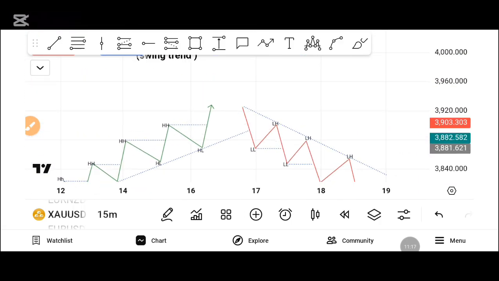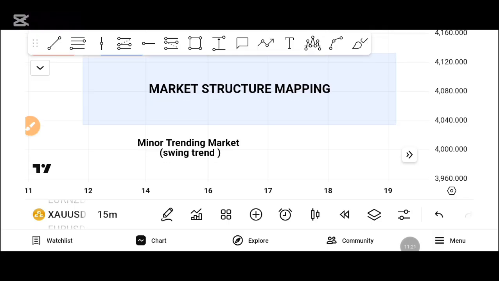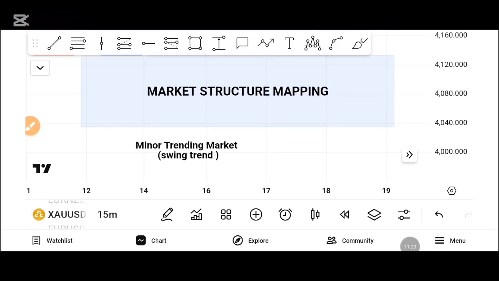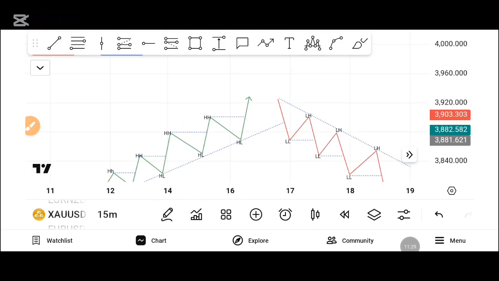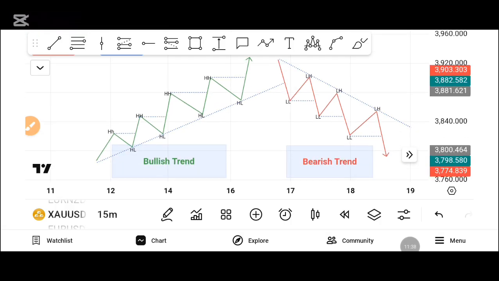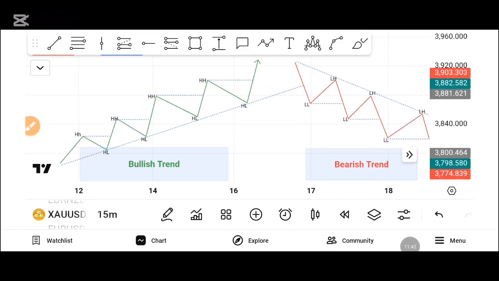What I'm here to show you is market structure mapping, how you can map your structure. And at the end of this class, I'm going to give an assignment, so that I can know your level of accumulation and acceleration, and how you are responding to this particular class.